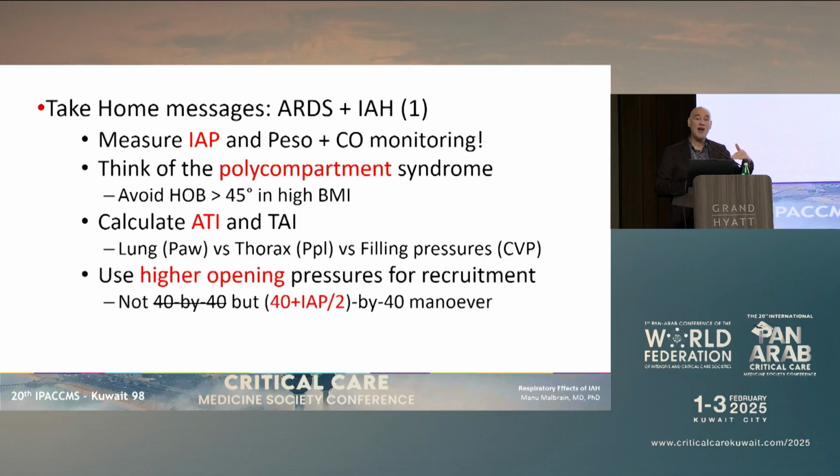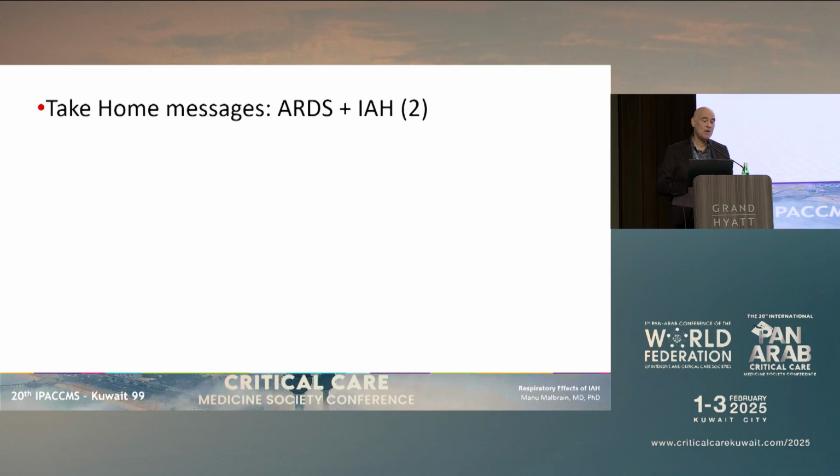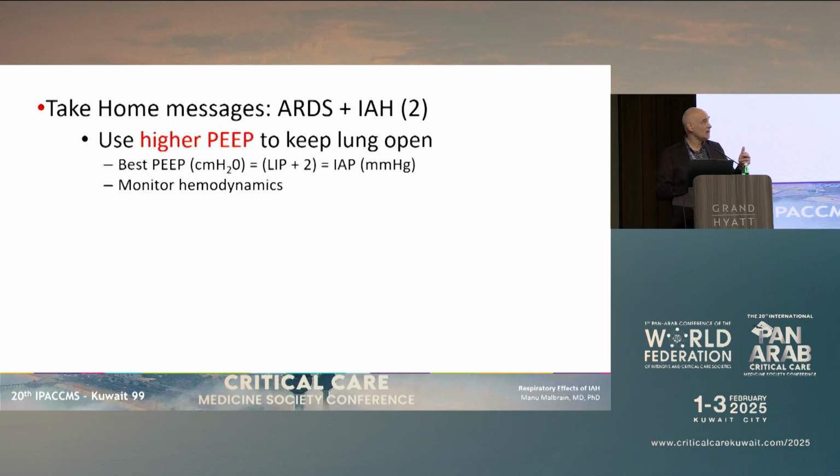We need to use higher opening pressures to recruit the lungs. So not 40 by 40, but maybe 40 plus half the abdominal pressure or something. Measure the extravascular lung water as there is an exponential increase. Use higher PEEP settings, and as a rule of thumb, just set the PEEP in centimeters of water equal to the abdominal pressure in millimeters of mercury. And this will take into account the index of transmission of about 50%.